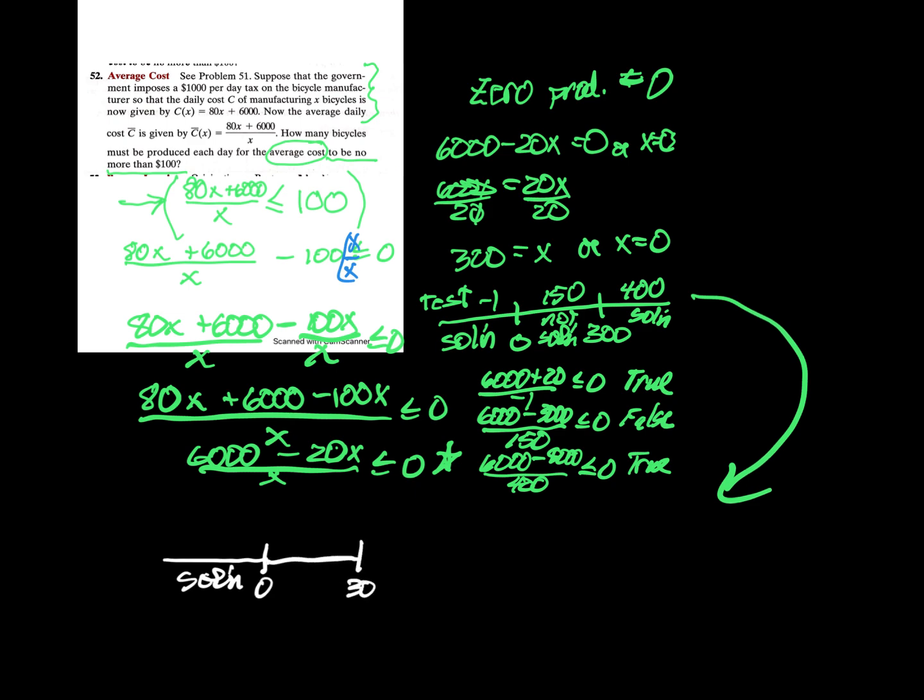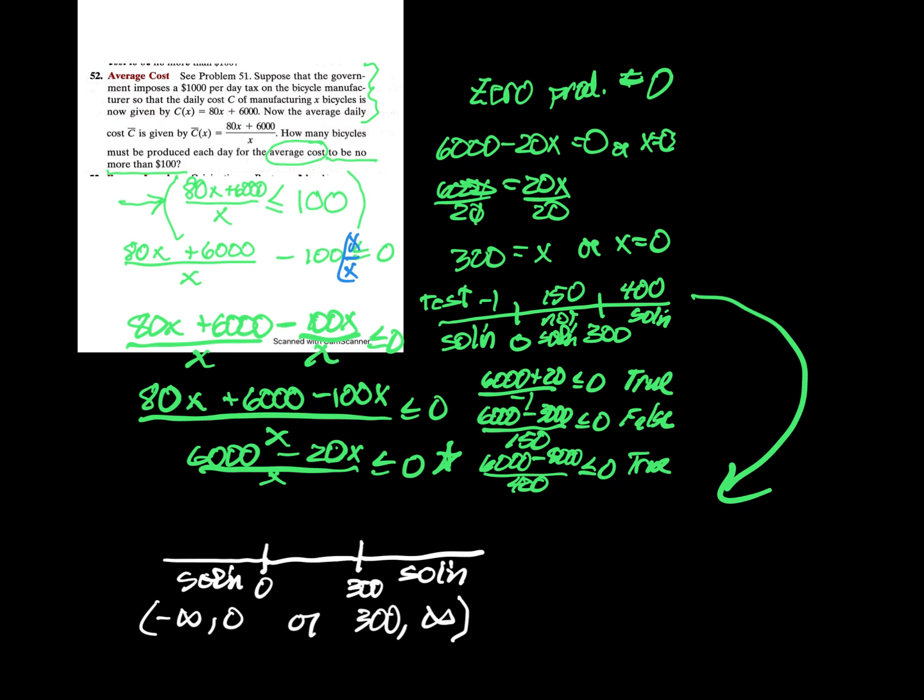And from 300, this is a solution. We know that this is negative infinity up to 0, or 300 up to positive infinity. Those are the regions. Now remember, infinity is an open interval always.